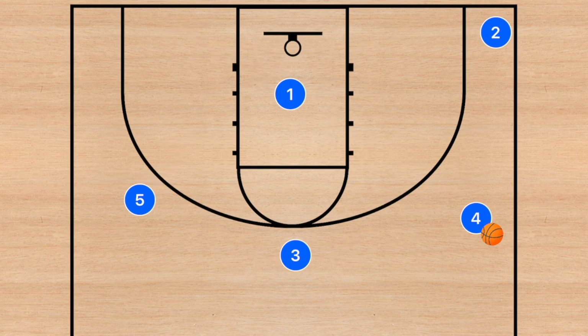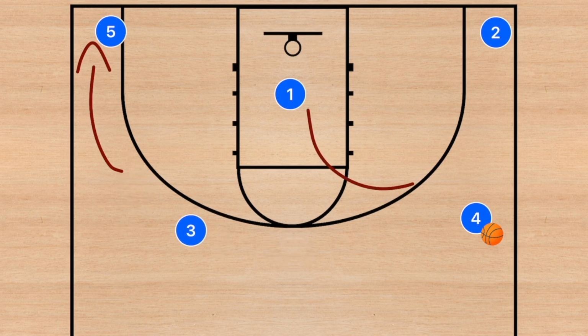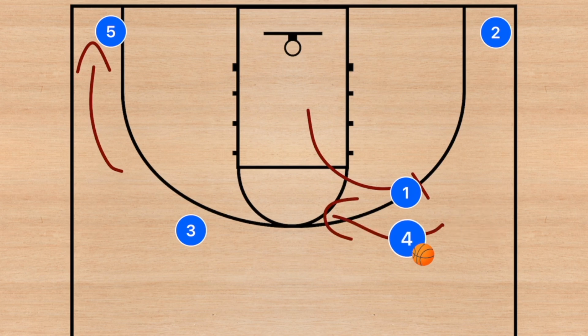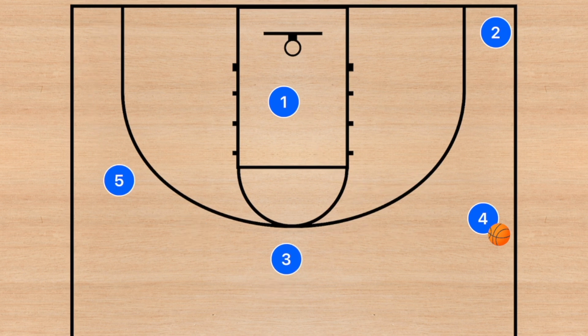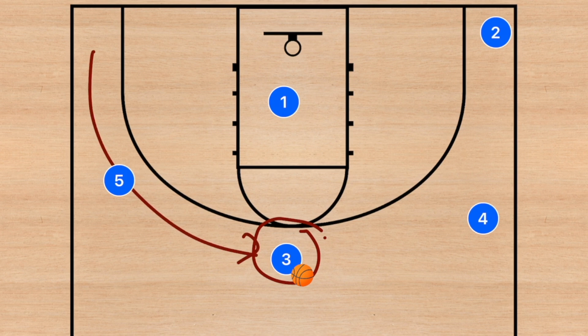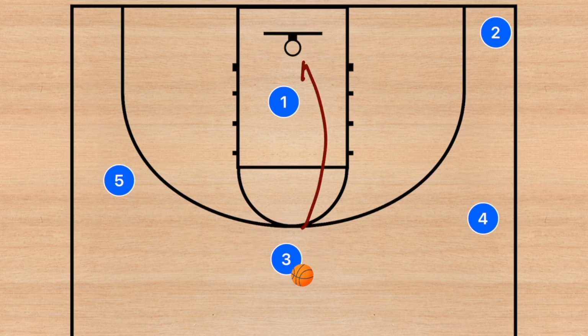If nothing is open, we would want player 5 to clear out, and this will turn into a screen and roll with player 1, which would be a 1-on-4 screen, which is something that a lot of defenses are not used to. And then we can go into 5-out pass and cut, or what we would really want, our number 1 option is a quick pass to player 3 because he came off of that staggered screen, and player 3 can either shoot or he can pass to player 1 for potentially an open layup.